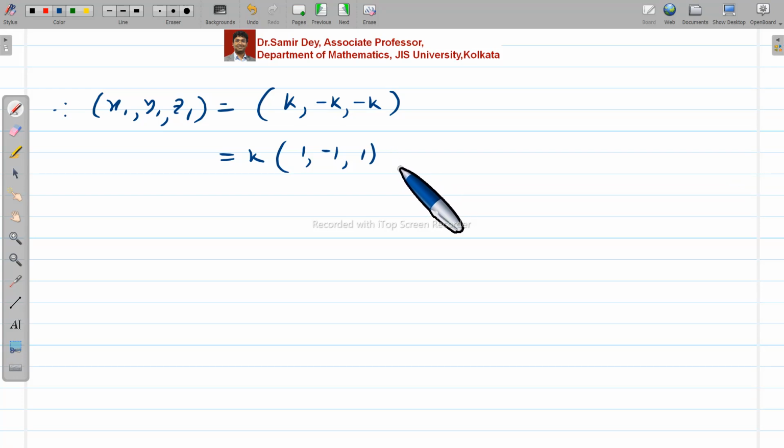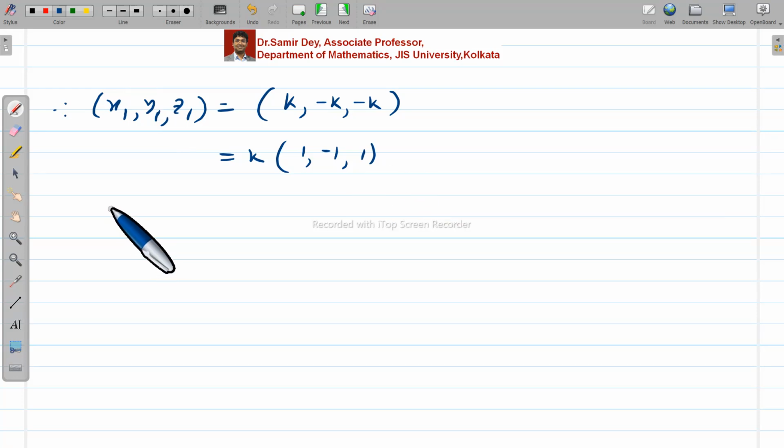So from here it is clear that (x1, y1, z1) is basically an arbitrary vector. So it is clear that in this subspace all vectors can be expressed with respect to this vector. For different values of k, we will get different vectors which satisfy this subspace.